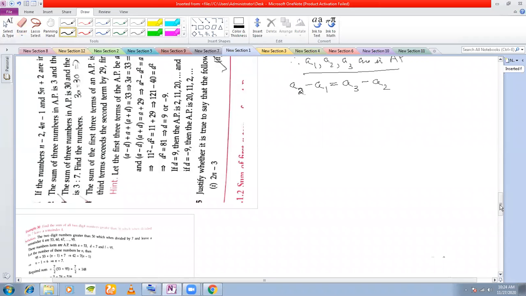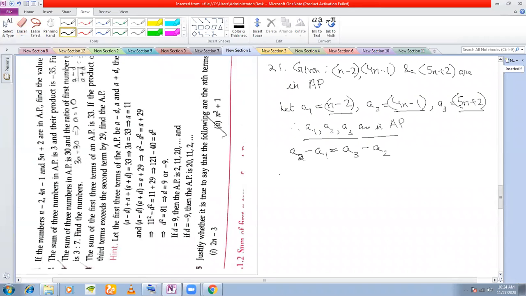Okay, now we put the value simply. What is A2? A2 is 4n minus 1. A1 is n minus 2. A3 is 5n plus 2. And A2 is 4n minus 1. That's it. Simplify, find out the value, solve the equation.